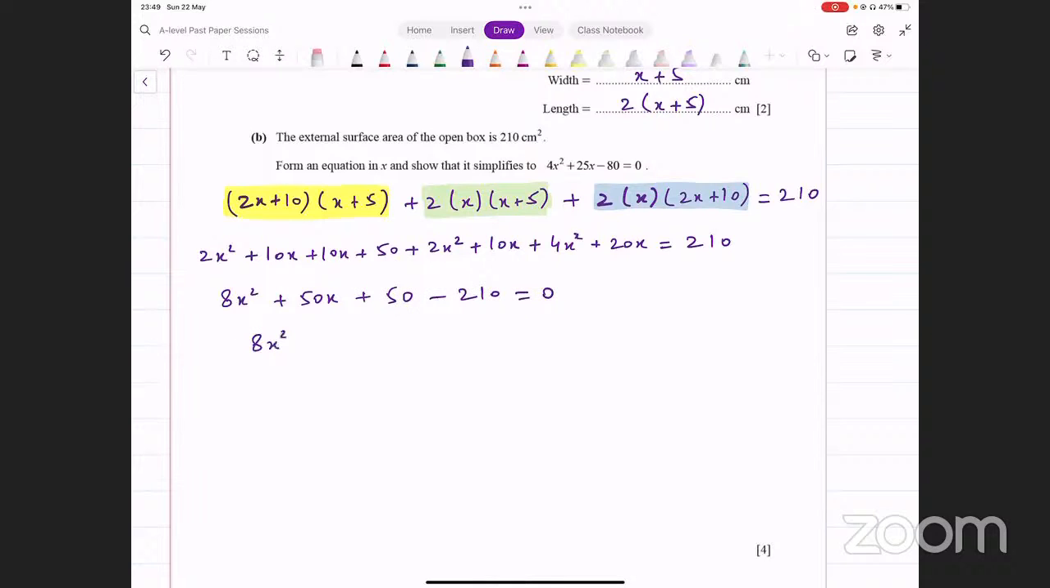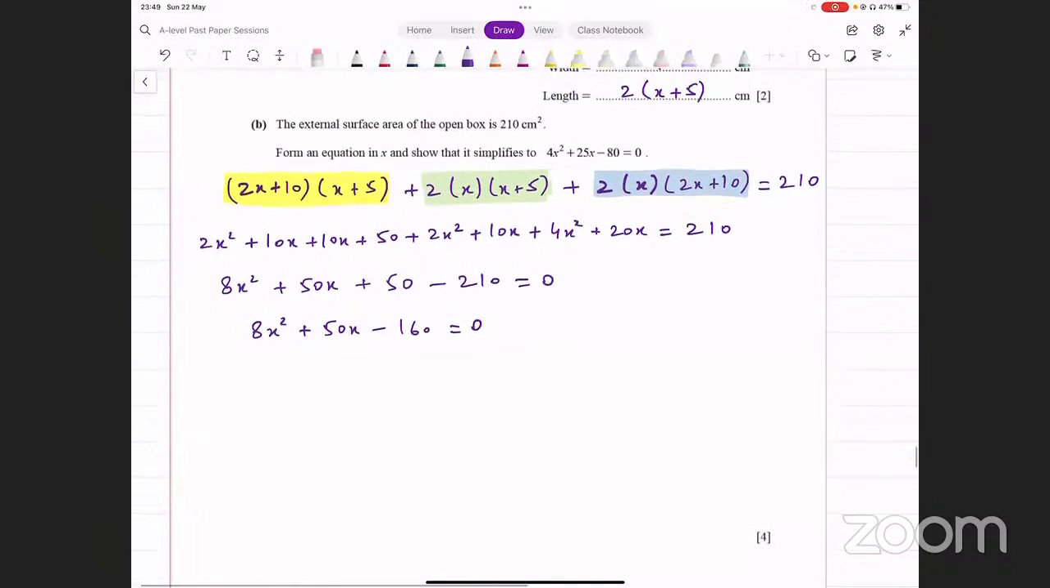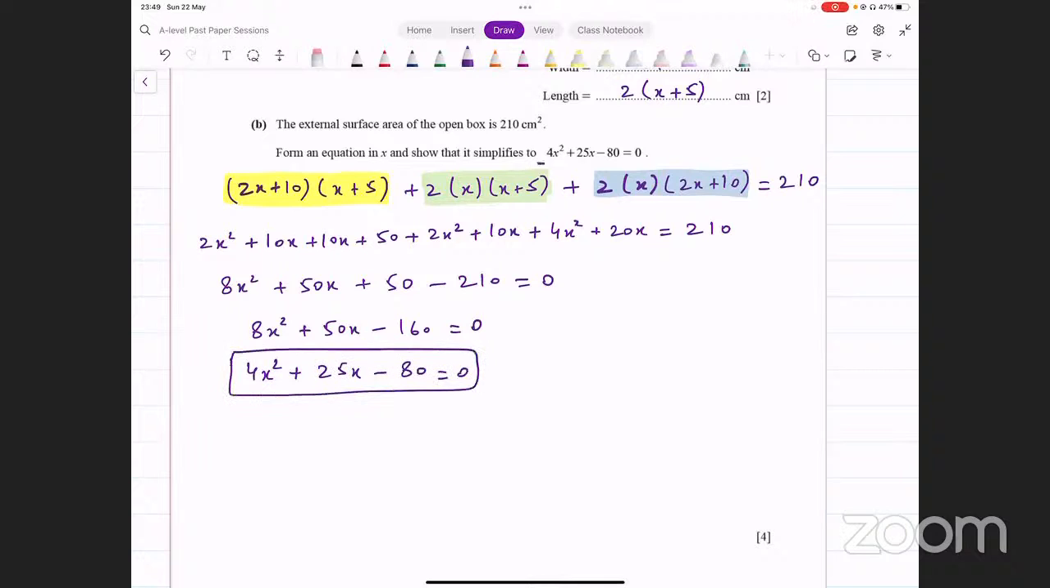What do we get from this? We get 8x square plus 50x minus 160 equals 0. If we simplify this, इसको हम 2 से डिवाइड कर दें, तो हमारे पास क्या आ जाता है? 4x square plus 25x minus 80 equals 0. And that's what we had to show there. ये आपने शो कर दिया, ये शो करना था. Okay, so you got that quadratic equation.